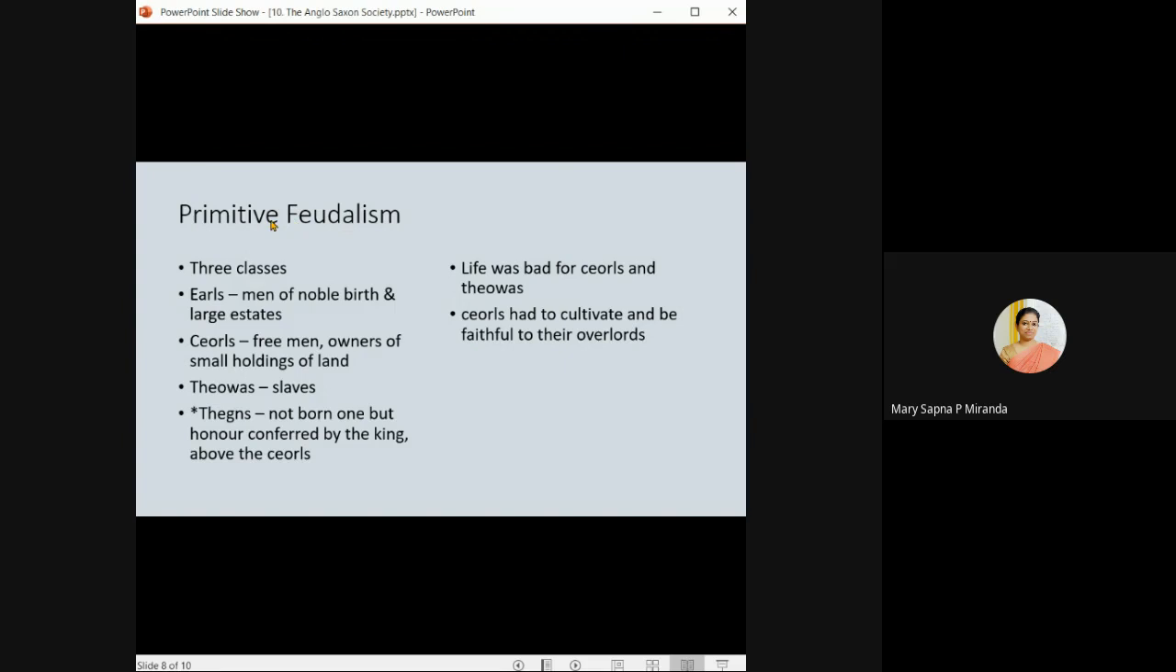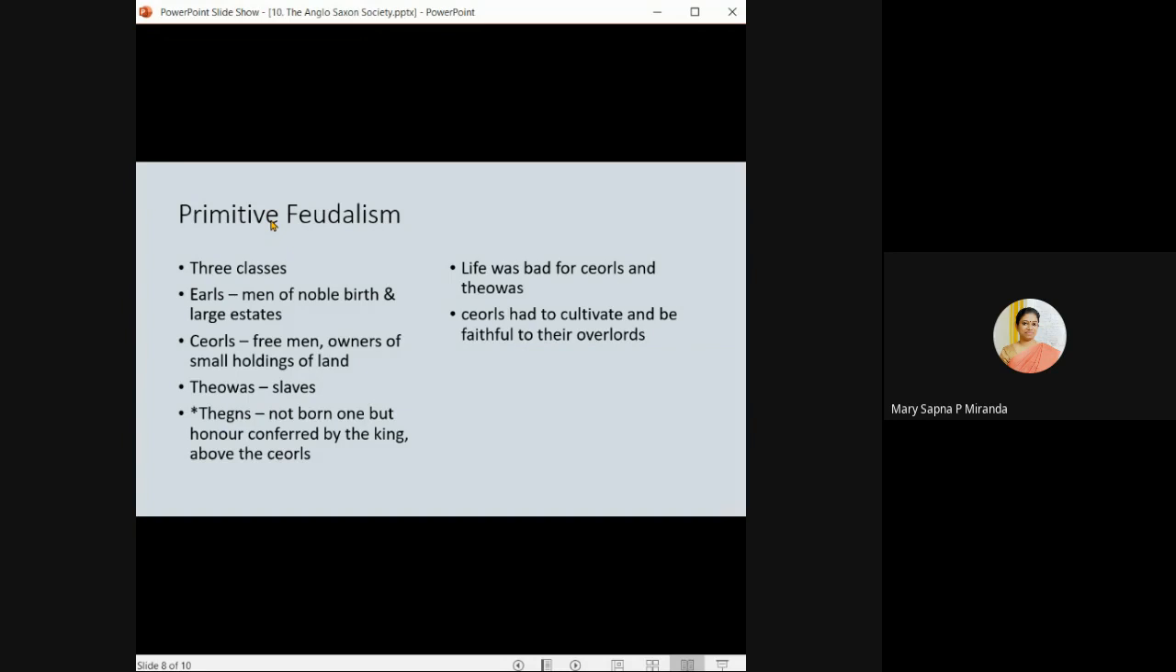And when you look at the life of these people, we can already understand, right? You can only imagine that life was really bad for the churls and the theovas. Churls, why? Because they had to cultivate the land and they had smaller holdings of land. And with a small piece of land, you cannot make much profit, right? So they had to cultivate and they had to be faithful to their overlords, that is, earls. So whenever earls asked them for money, they had to pay taxes, they had to give men, their own men. So that way, all the time they were burdened.